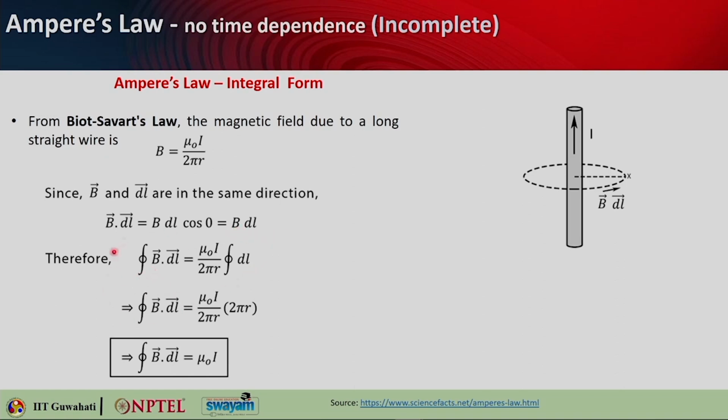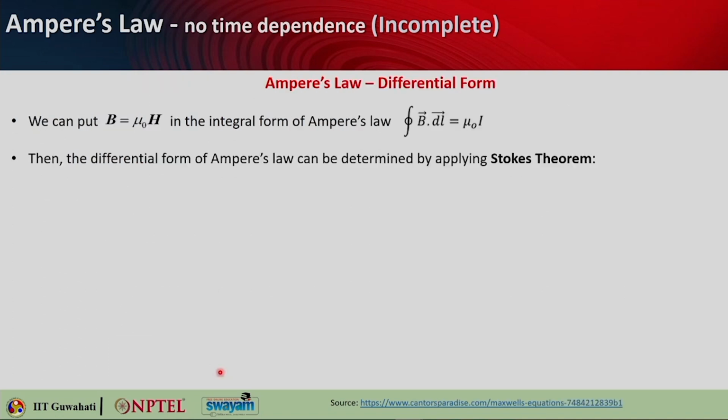So when you take the line integral, how do you get this? The line integral of this small element dl along this circumference, you will get 2 pi r. I am just skipping the steps, and finally you can write that the line integral of B dot dl is nothing but mu naught I. It means the amount of magnetic field that is being generated is proportional to the current that is flowing in the wire.